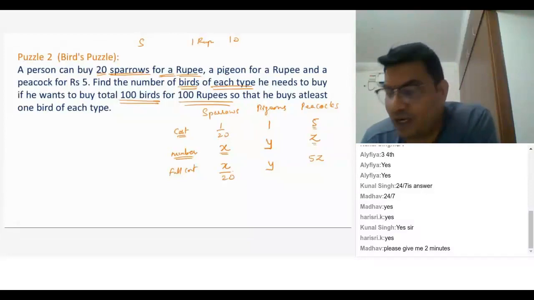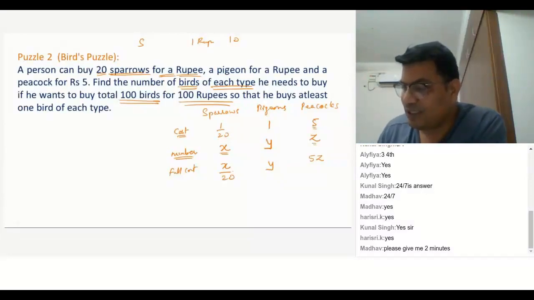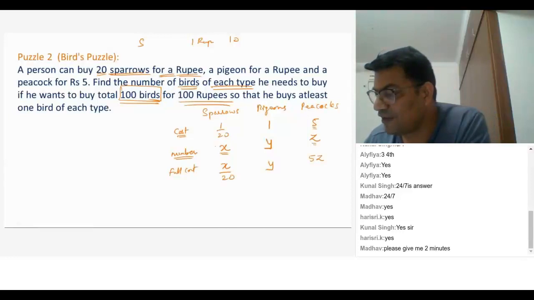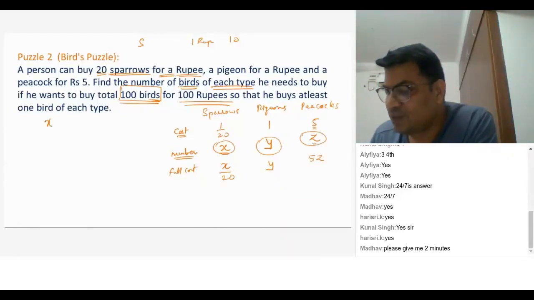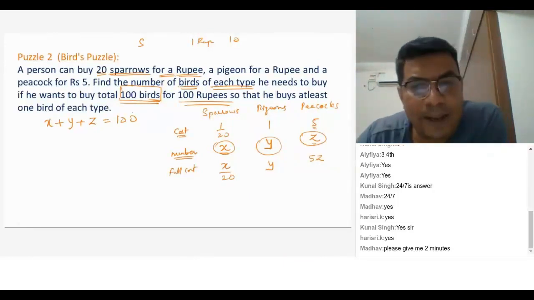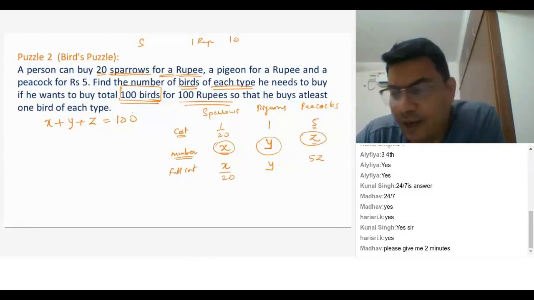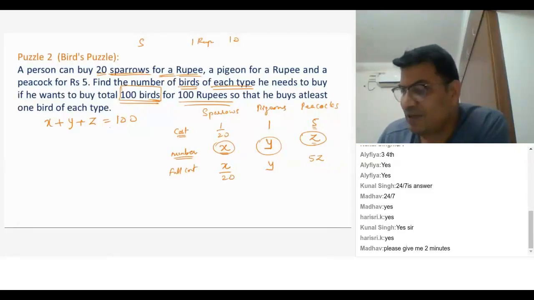Now let's see what is given to us. The condition is there should be 100 birds. So the number of birds is X here, Y here, Z here. It's given that X plus Y plus Z is 100. Am I making sense to you? Very good. X plus Y plus Z is 100, that is the first condition.